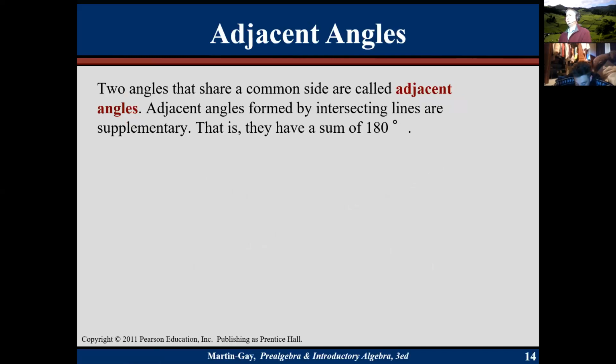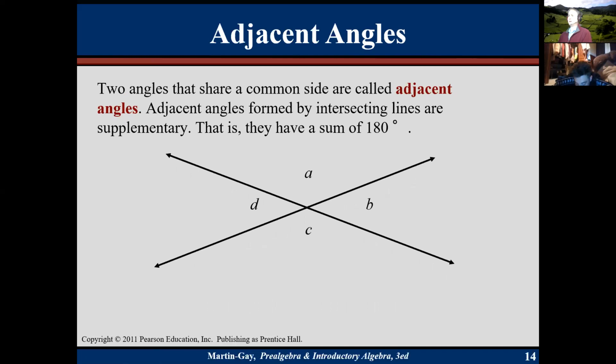Two angles that share a common side are called adjacent angles. So A and D are adjacent angles, A and B are adjacent angles, C and B are adjacent angles, and D and C are adjacent angles. And they've got that all written out here.